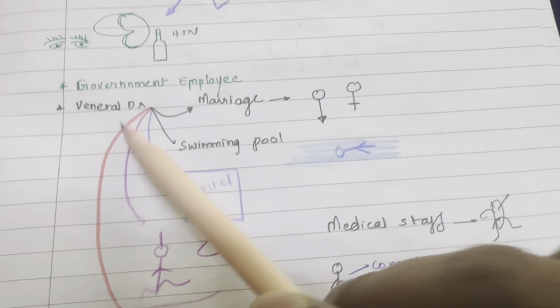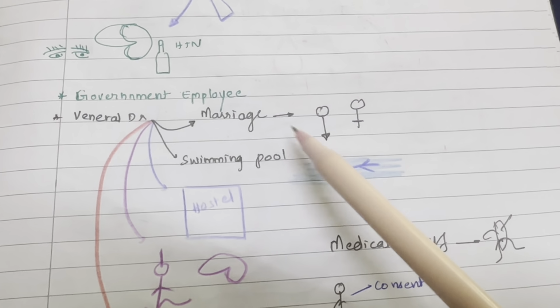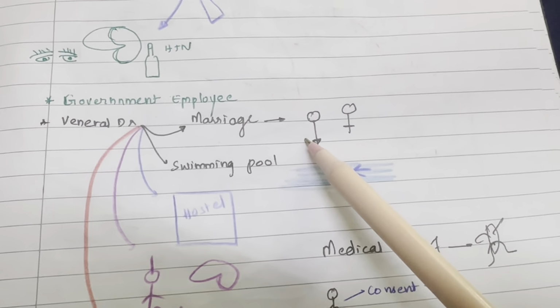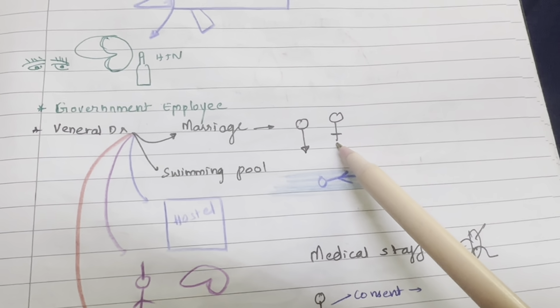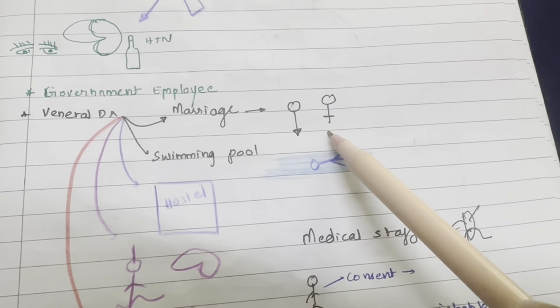Venereal disease. Marriage. If the person is suffering from syphilis or HIV, it is the duty of the treating doctor to advise the patient not to marry till he is cured. If he denies, the doctor can disclose the information to the other party who is going to be married.